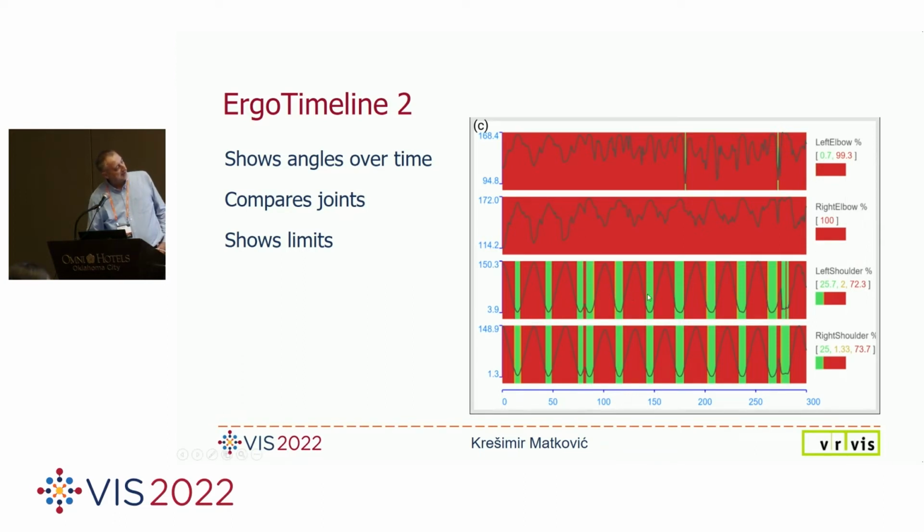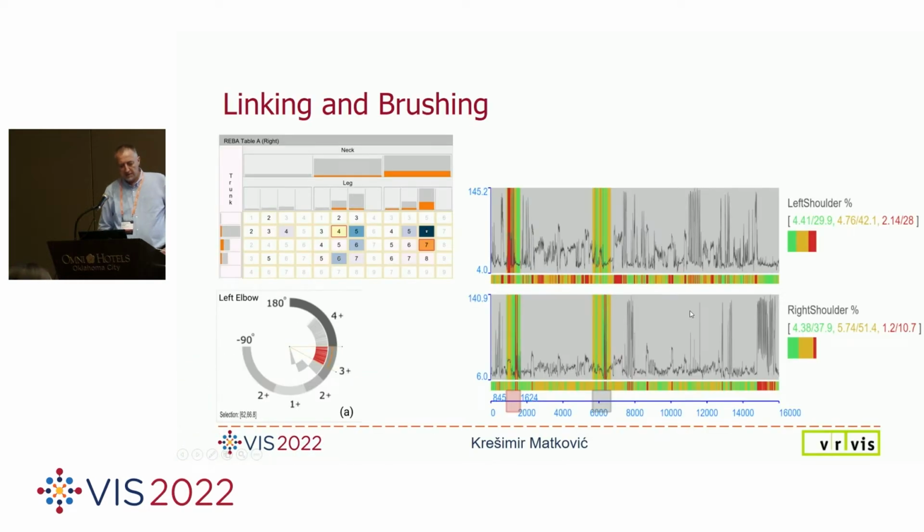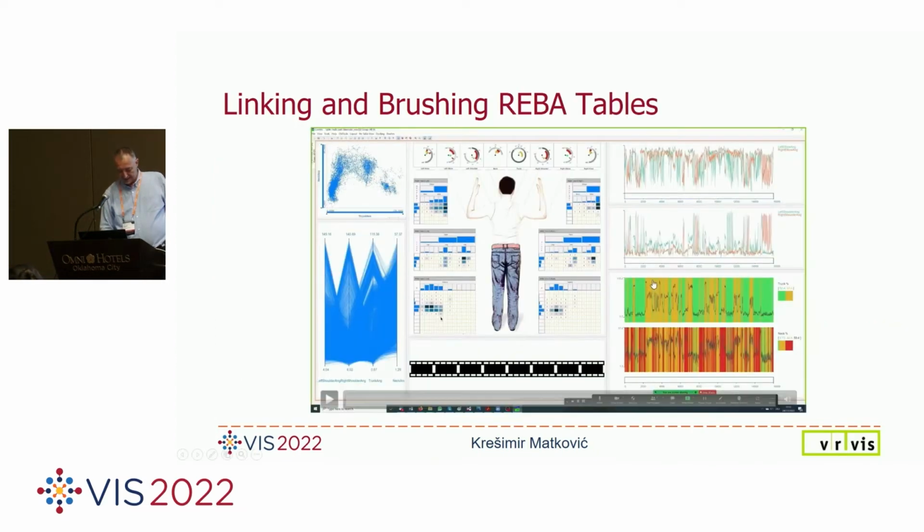Here we have some greens and reds and so on, so they can analyze what is happening with this. Of course, we do support interaction, linking and brushing. All views are linked, and it's easy to select something in the table itself.